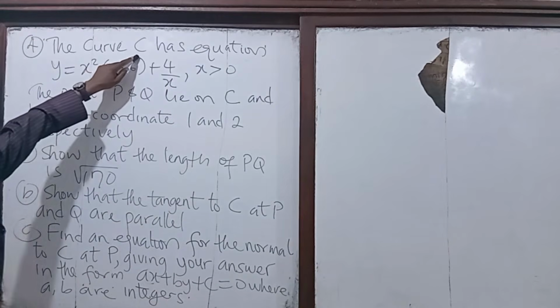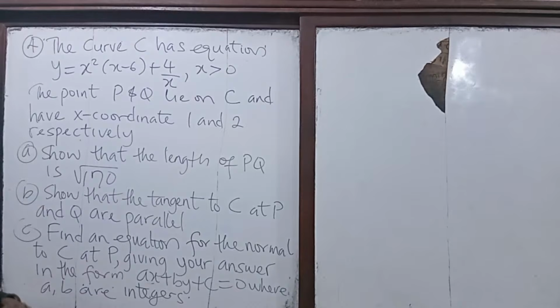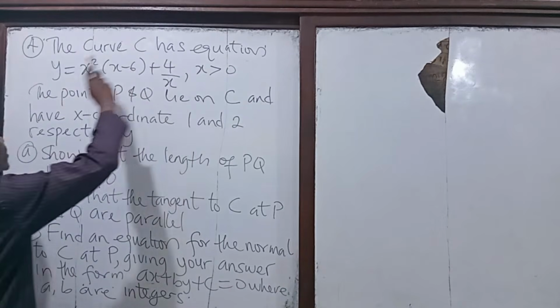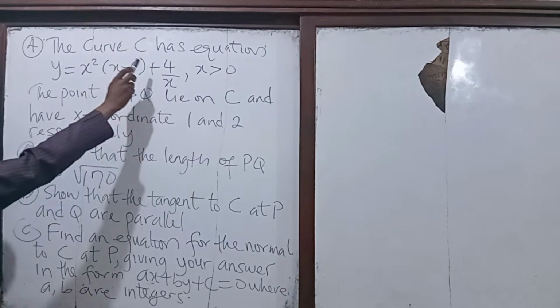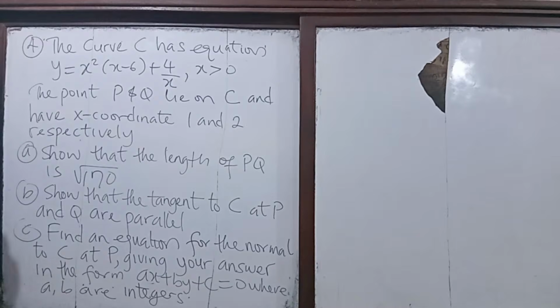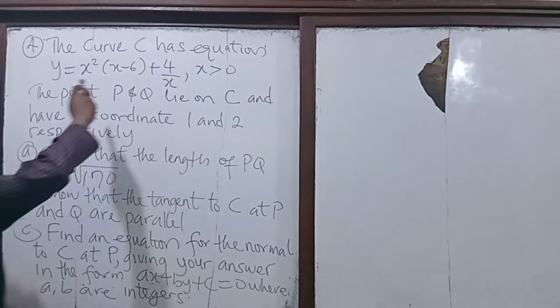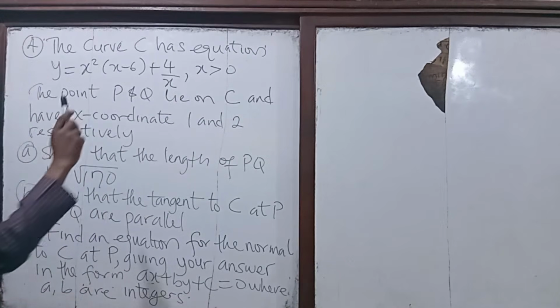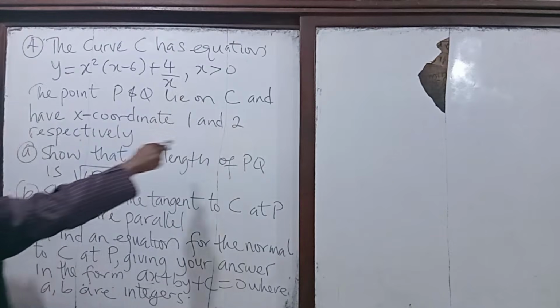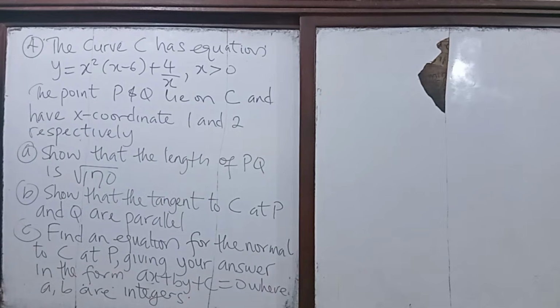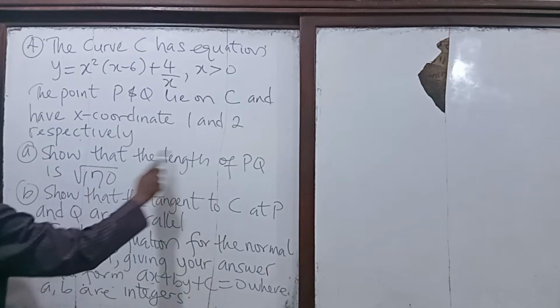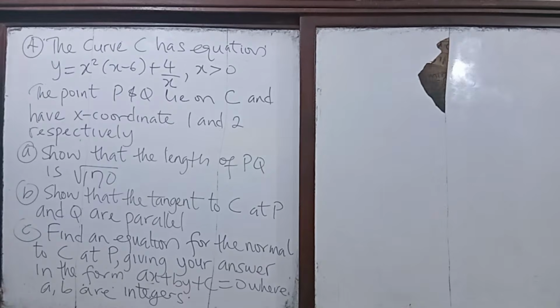The curve C has equation y equals x squared times (x minus 6) plus 4 over x, and x is positive, x is greater than 0. The points P and Q lie on C and have x coordinates 1 and 2 respectively. Show that the length of PQ is root 170.